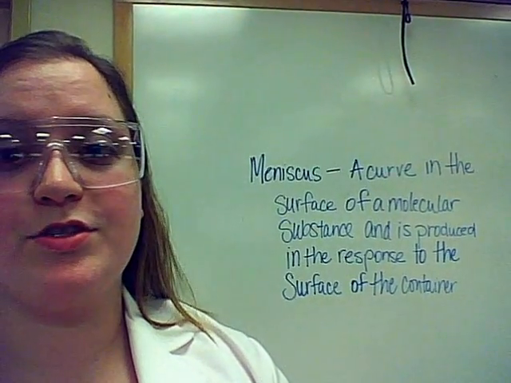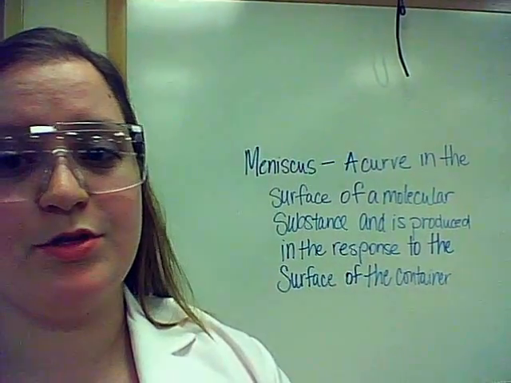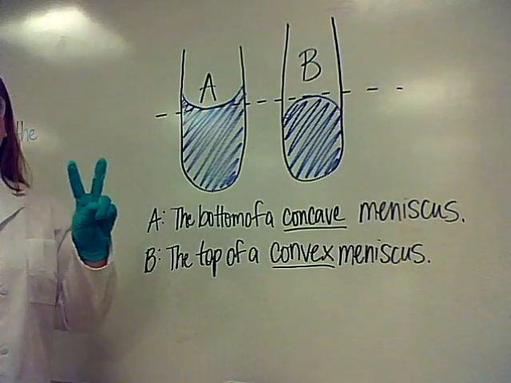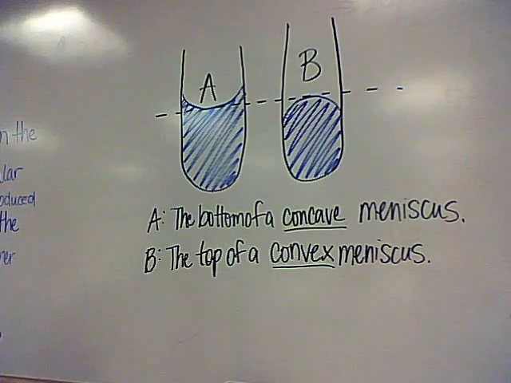First off, we're going to go ahead and go to the whiteboard. We have some definitions for you. Meniscus: a curve in the surface of a liquid substance, produced in response to the surface of a container. Know what I'm saying yet? It's okay. I made a diagram. Here is a drawing of two different menisci, plural, or two meniscuses.